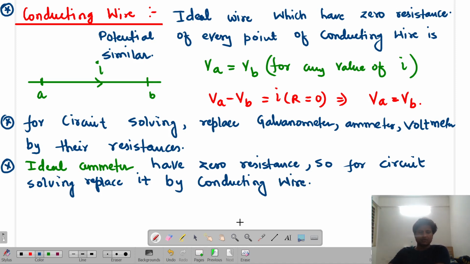Are you able to get me? Second, third, fourth case for ideal voltmeter.